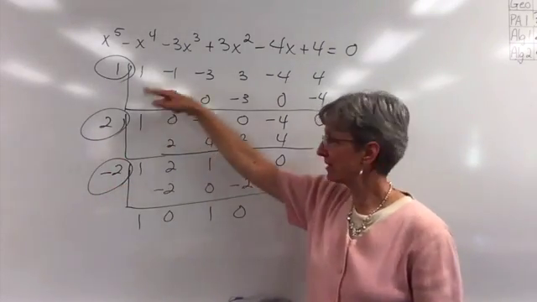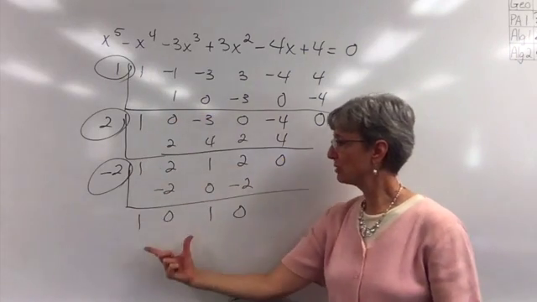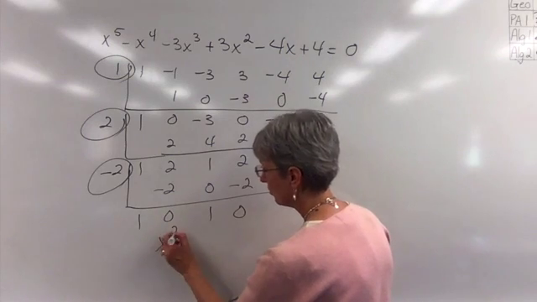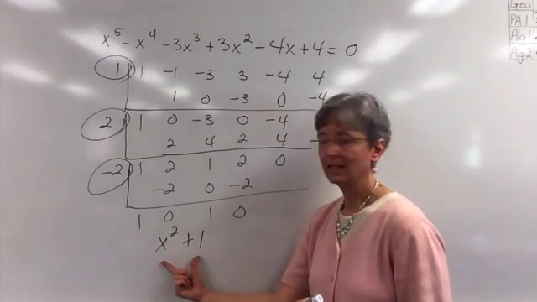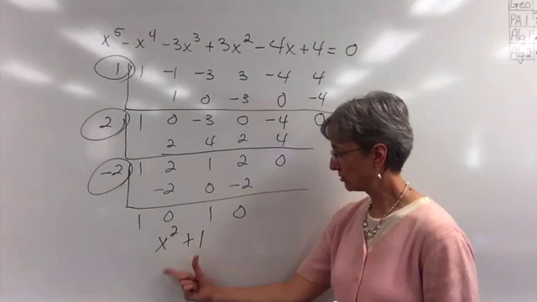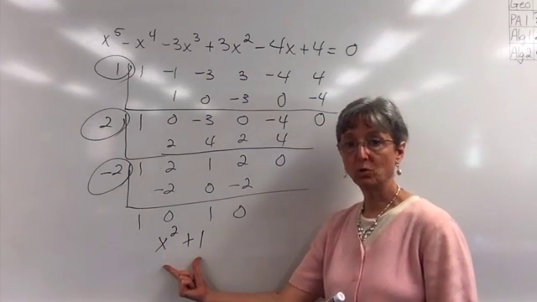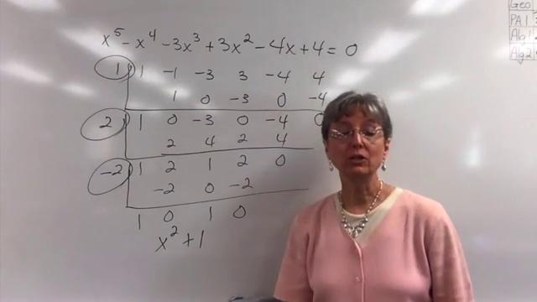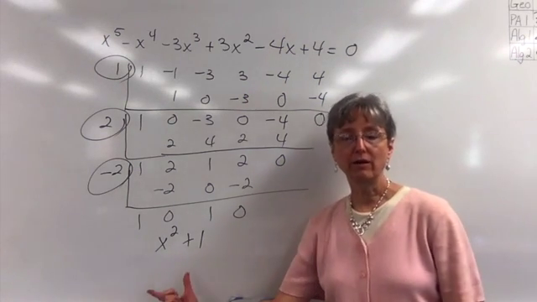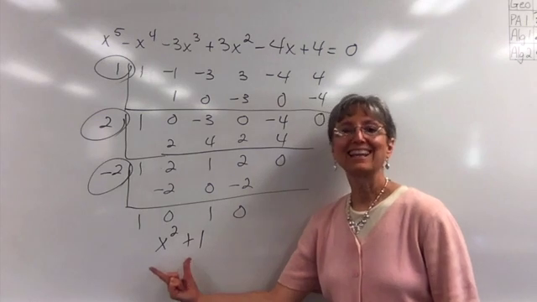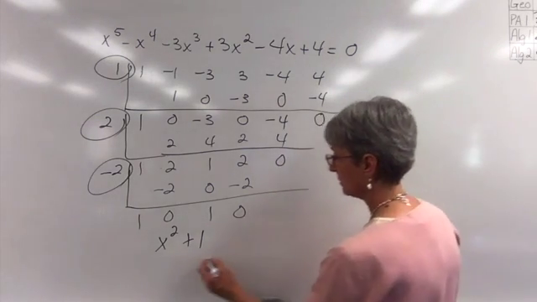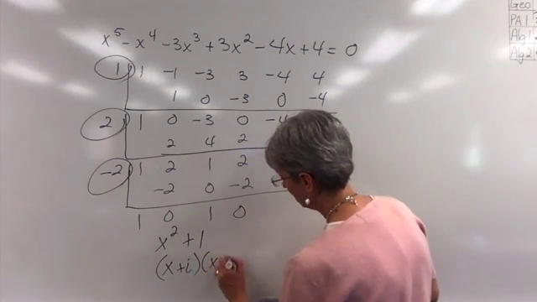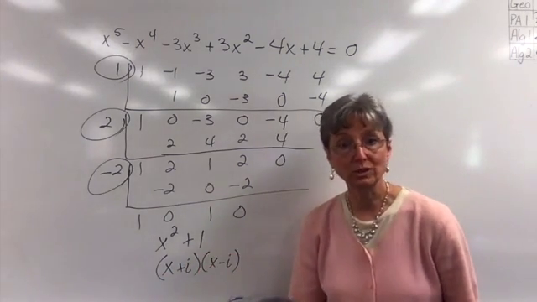This is x to the 5th, x to the 4th, x cubed. This is finally x squared. So this is x squared plus 1. That's what this represents because I had 0x, x squared plus 1. So hopefully you remember when you have the sum of two squares, this pattern is x plus i, x minus i. I don't know if you remember that or not. If you do, it's really helpful.